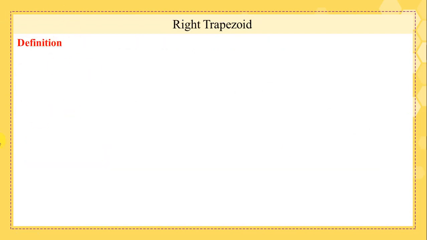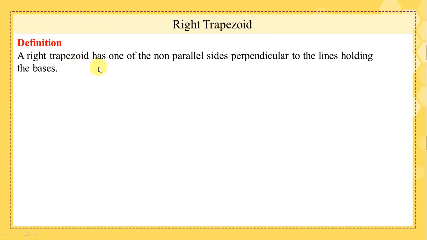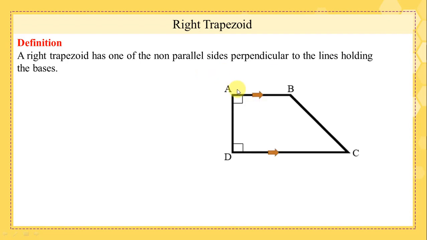Right trapezoid. Definition. A right trapezoid has one of the non-parallel sides perpendicular to the lines holding the bases. What do we mean by perpendicular to the lines holding the bases? This is a right trapezoid. AB and DC are the bases, they are parallel. The lines holding the bases are AD and BC. One of them is perpendicular to the bases, then we have a right trapezoid. AD is perpendicular to the bases AB and DC, then trapezoid ABCD is a right trapezoid.